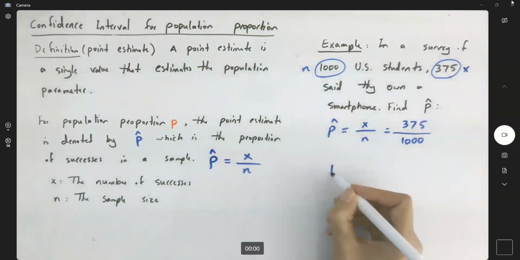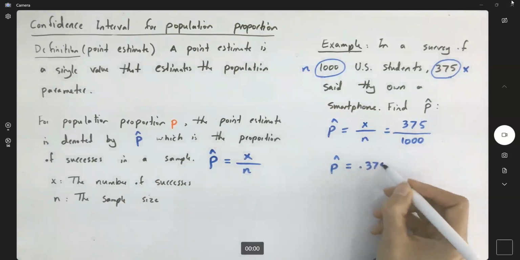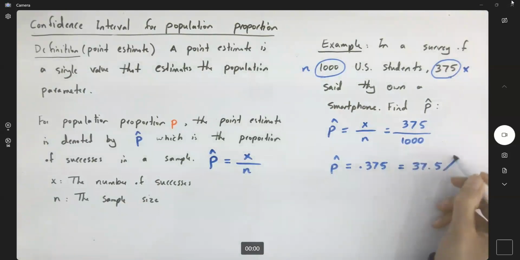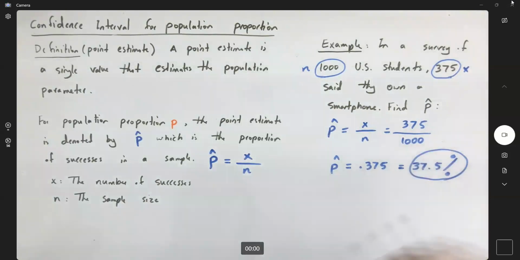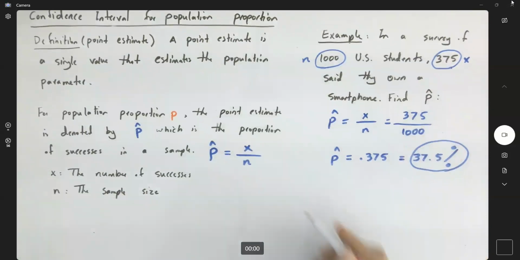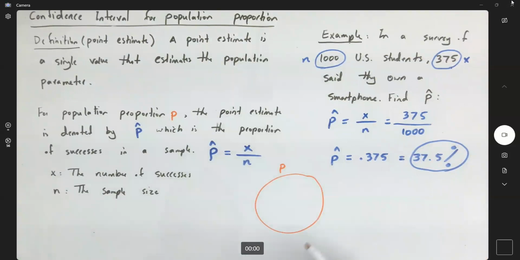Okay, so P hat can be written as 0.375, or P hat is 37.5%. What's the meaning of that? It means that you have a huge population of US students, all right? So here you have a population of US students, which is a very huge population. We just took a small sample, 1,000 of them.